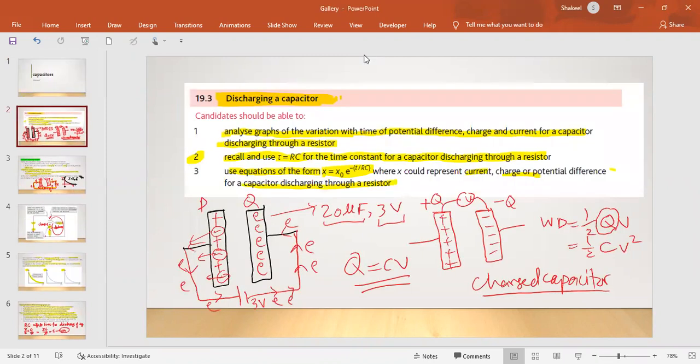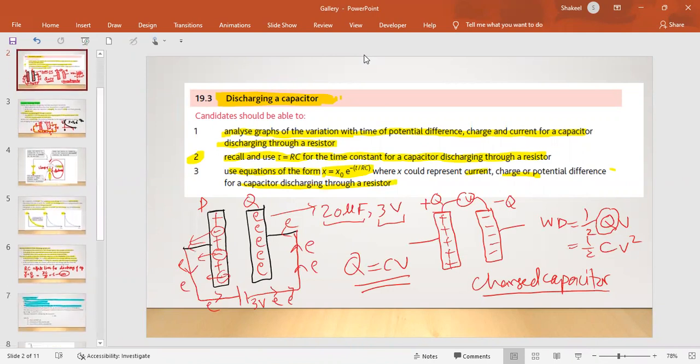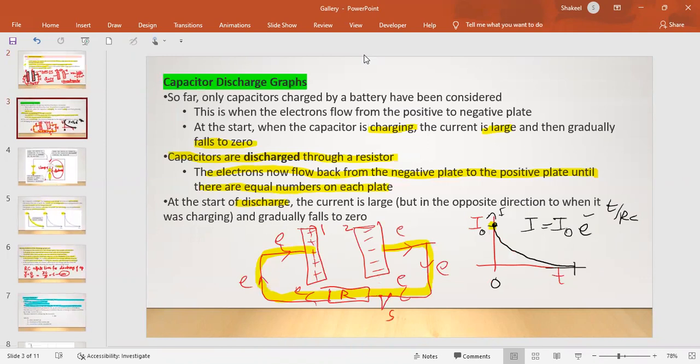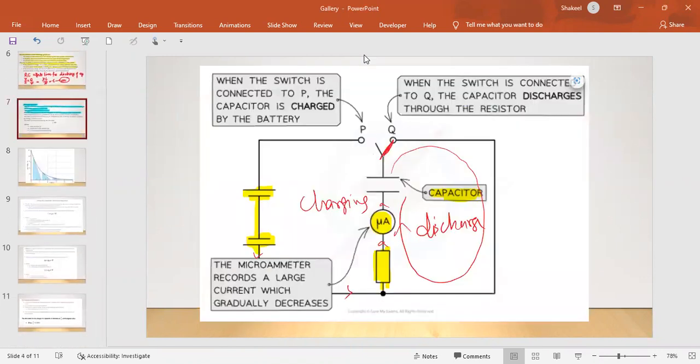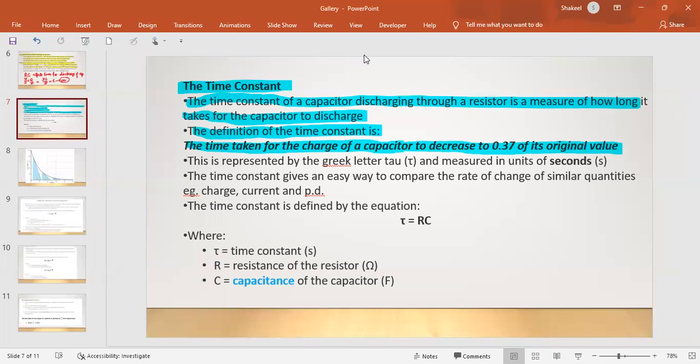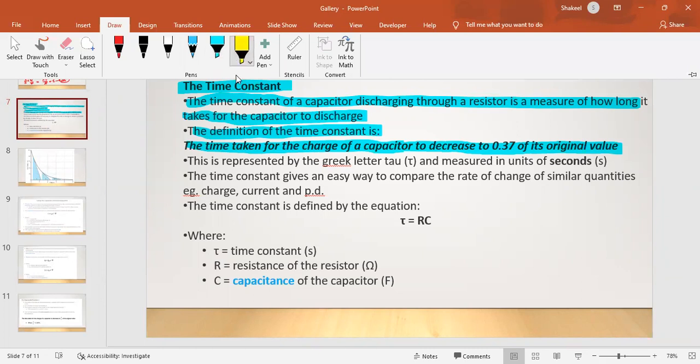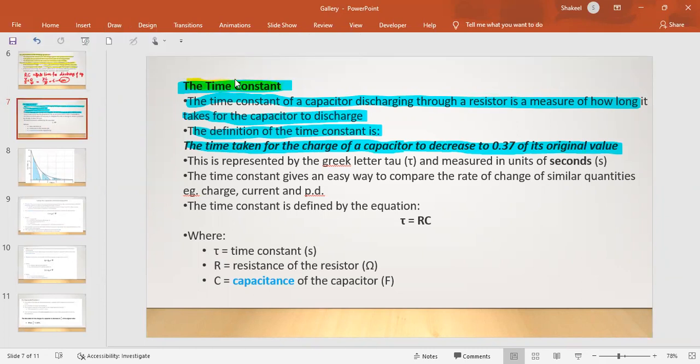This is the second video for the part on capacitors, A2 physics, and in this we are looking at discharging a capacitor, its time constant, and its potential difference, current, and charge exponential equations. We have covered some basic stuff about discharging a capacitor in the previous video. So today we have to look at the time constant and its equations. So what's the time constant?